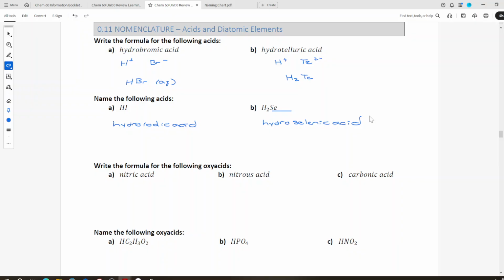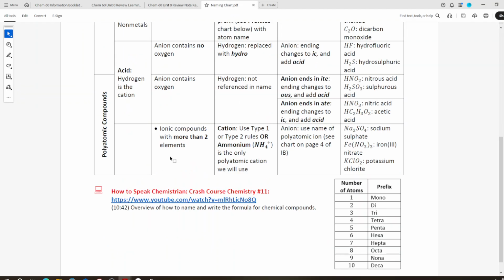All right, let's make it more complicated. So let's go on to our oxyacids. Our oxyacids are acids that contain oxygen. So the anion is going to contain an oxygen. The nice thing is we get to drop the hydrogen. So the hydrogen we do not reference in the name. We just name it after the anion.